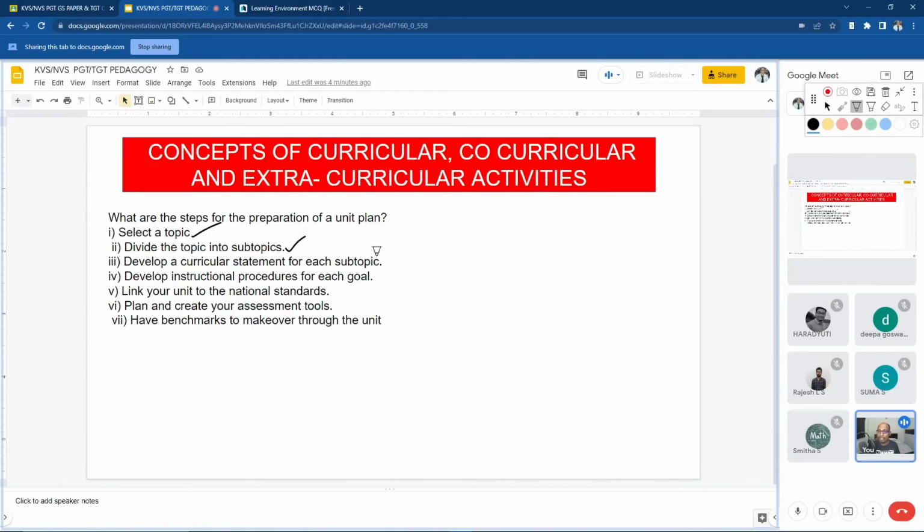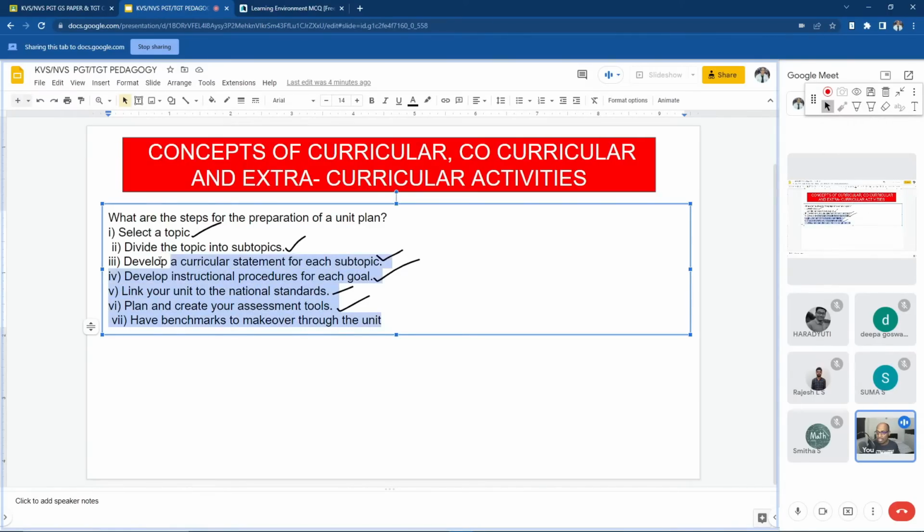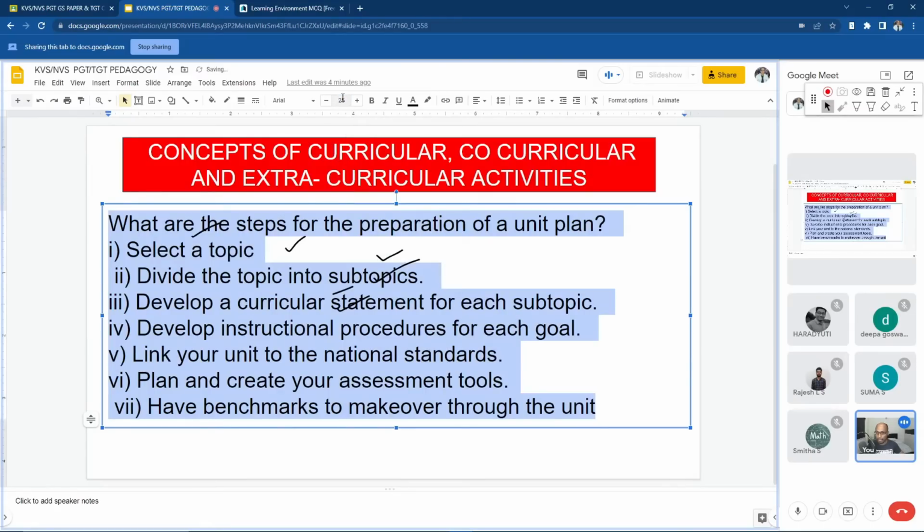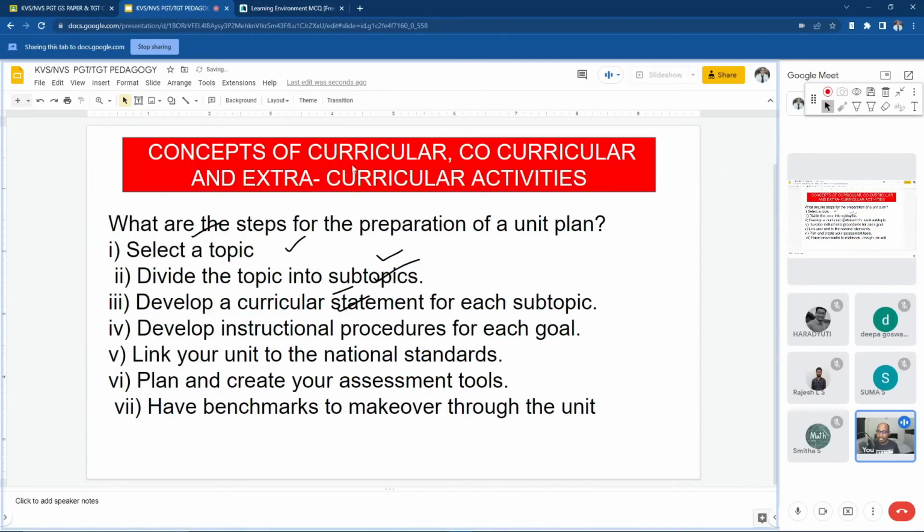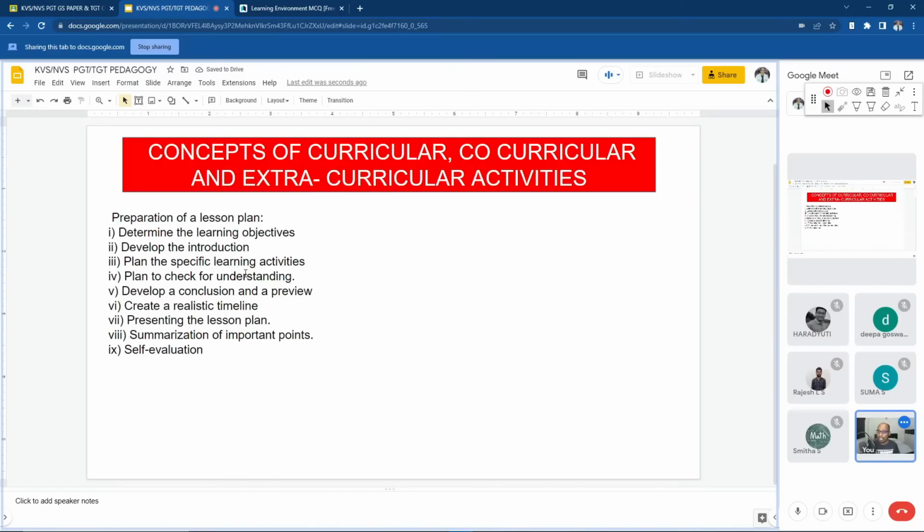Then develop a curricular statement for each subtopic, develop instructional procedures for each goal, link your unit to the national standards. You can't teach at a substandard level. Plan and create your assessment tools, have benchmarks to measure progress through the unit. So whenever you are preparing a unit plan, these are the steps we have to follow. Okay, then next one is lesson plan.